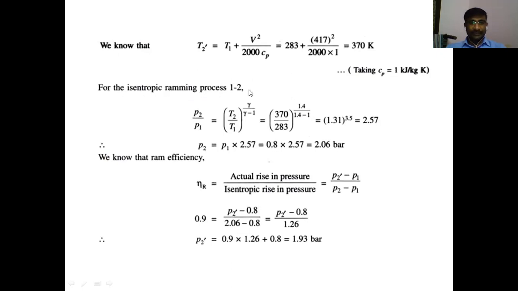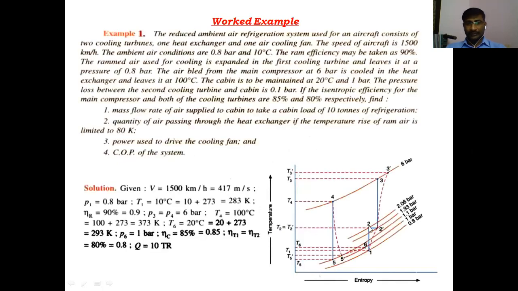For the isentropic ramming process of 1 to 2, P2 by P1 is equal to T2 by T1 whole power gamma by gamma minus 1, the adiabatic rule applied between 1 and 2. So P2 by P1 we get 2.57. P2, the pressure after isentropic compression, is P1 into 2.57, which gives 2.06 bars. This is P2, 2.06. Clear?